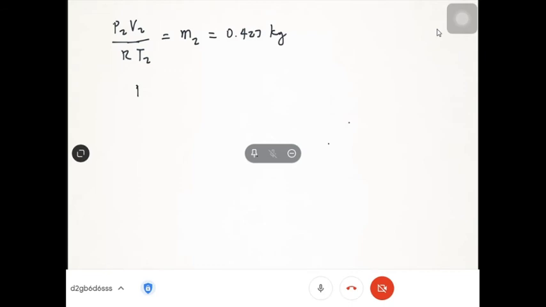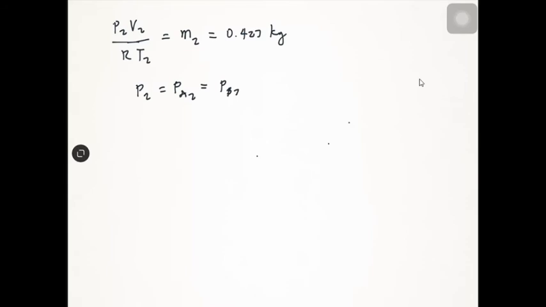So we have this condition: P2 is equivalent to PA2, and this is equivalent to PB2. And we have the temperature A2 is equivalent to temperature B2. This is equivalent to T2. And the volume V2 here is the volume of your tank at state 2 plus the volume of your balloon at state 2.